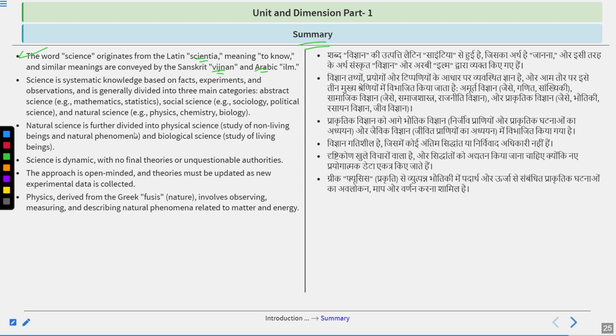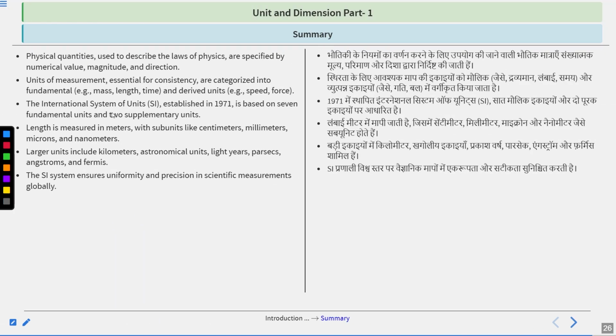Science is dynamic with no final theories or unquestionable authorities, as I've told you. Things might look static, but they are not. They are dynamic because when we explore further, things get divided further. The approach is open-minded and theories must be updated as new experimental data is collected. Physics, derived from the Greek word physis, meaning nature, involves observing, measuring, and describing natural phenomena related to matter and energy.